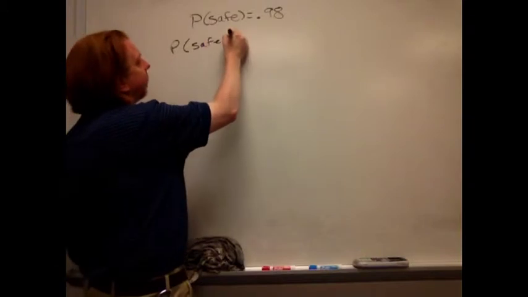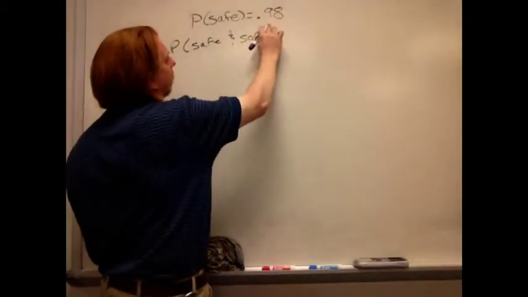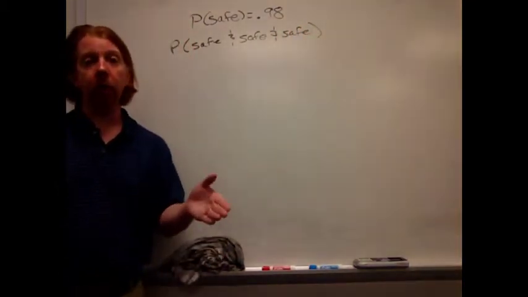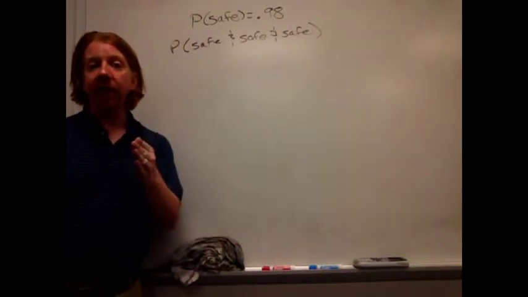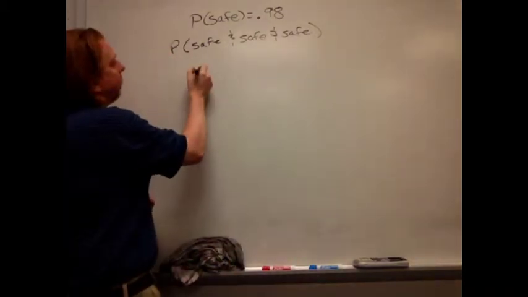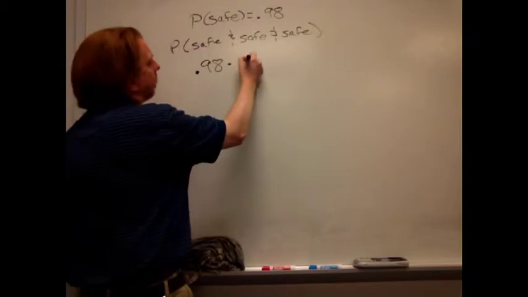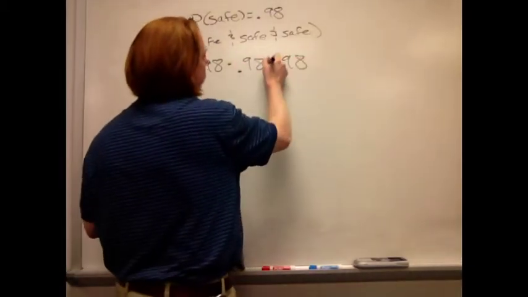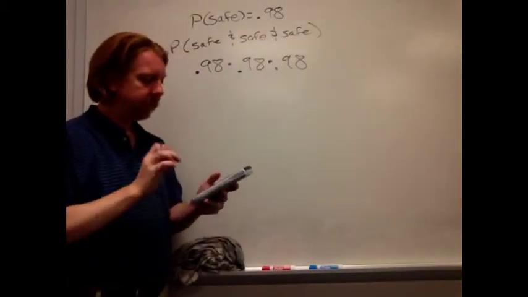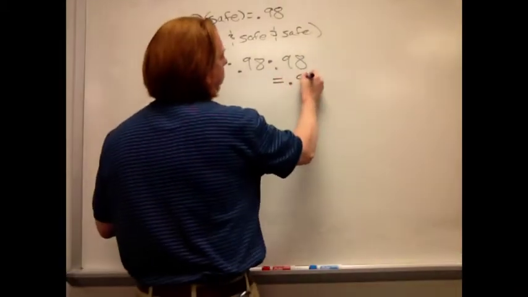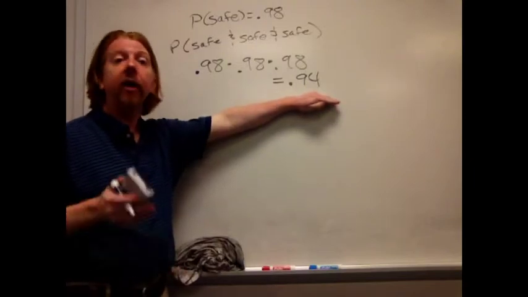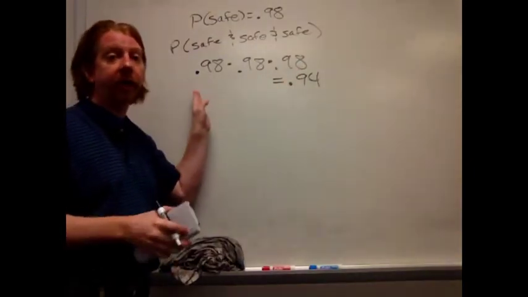So that's the probability of safe, and safe, and safe. 3 safe jumps in a row. In order to get the probability of an event, and then an event, and then an event, I'm going to take their product. So 0.98 to the 3rd power, basically. As you can see, my probability is starting to slide down. And again, notice I haven't changed the probability on each sequence.